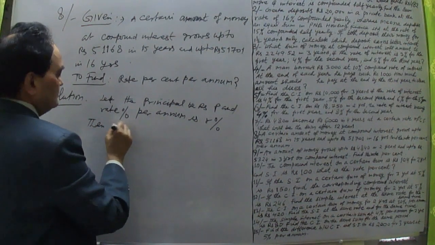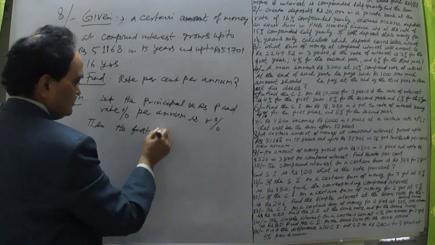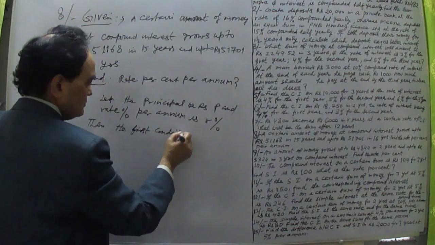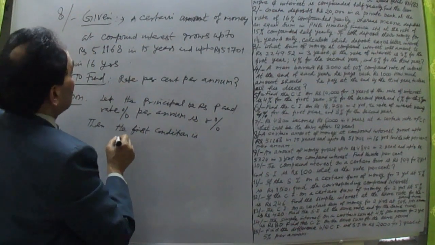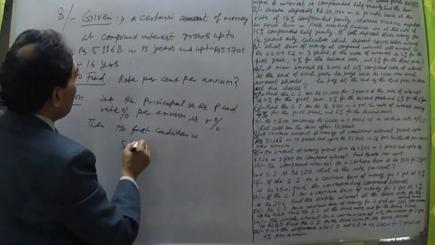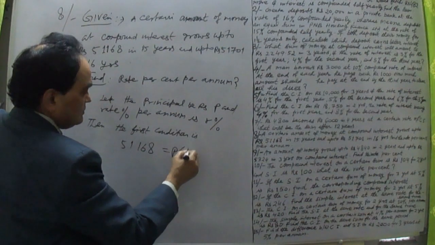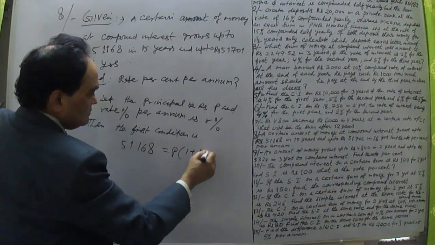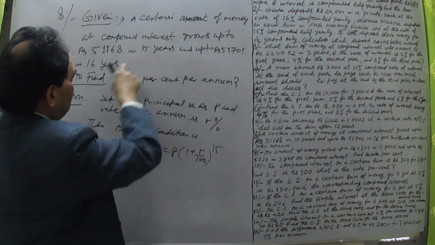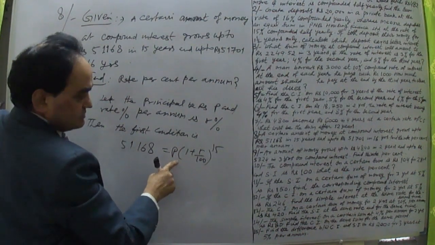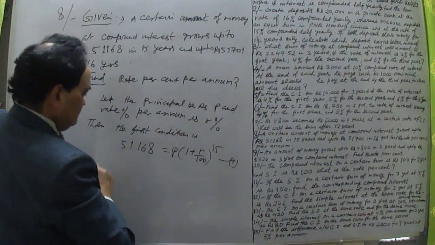Then the first condition says that 51,168, the amount, is equal to principal P times (1 plus R upon 100) whole power 15, in 15 years. Okay, the principal, this sum of money P, becomes this amount. This is the first equation.